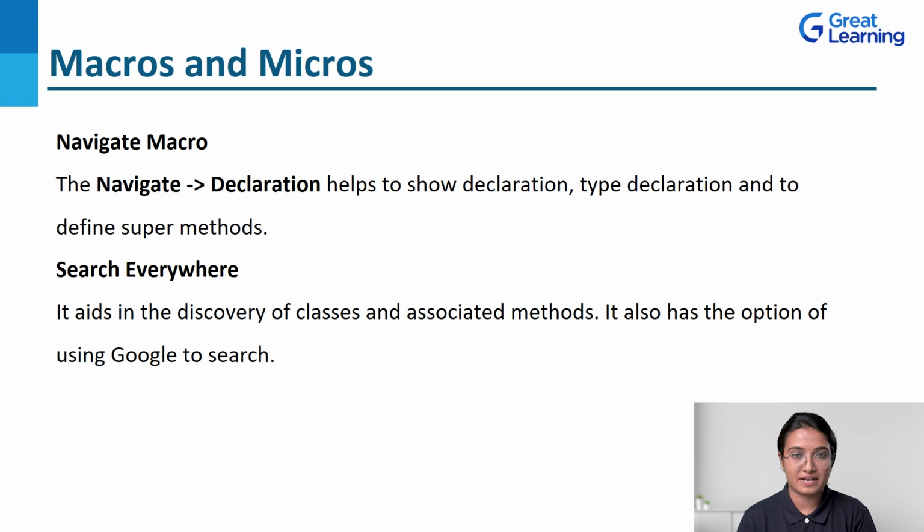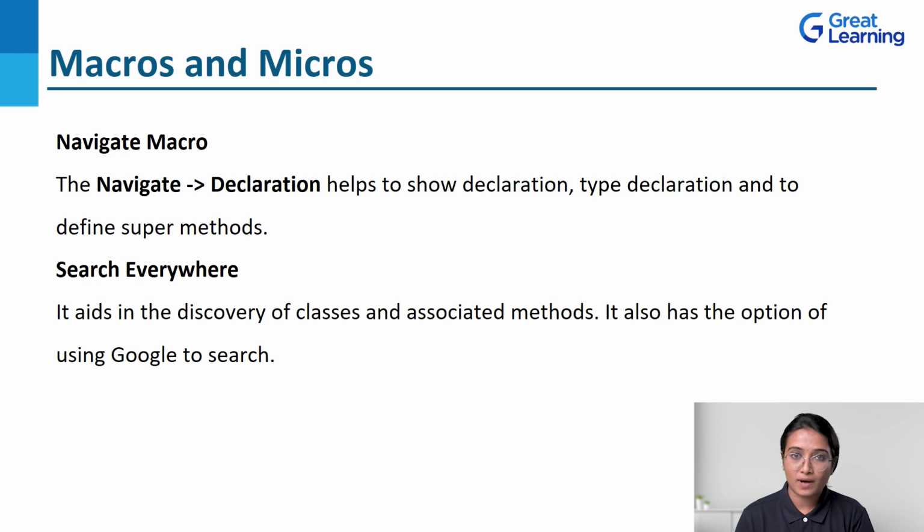So generally we have navigate macro. That is the main menu which I can tell you, right? In navigate, we can go for declaration, where you can also see different types of declaration which you have made in your code. Also, what is the type of the declaration as well, and super methods which you are using. Any methods and functions which you are using is displayed there.